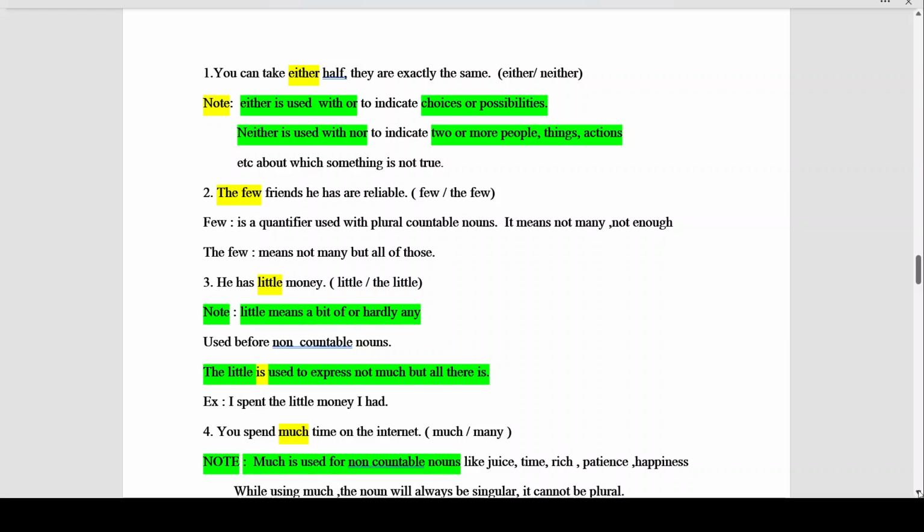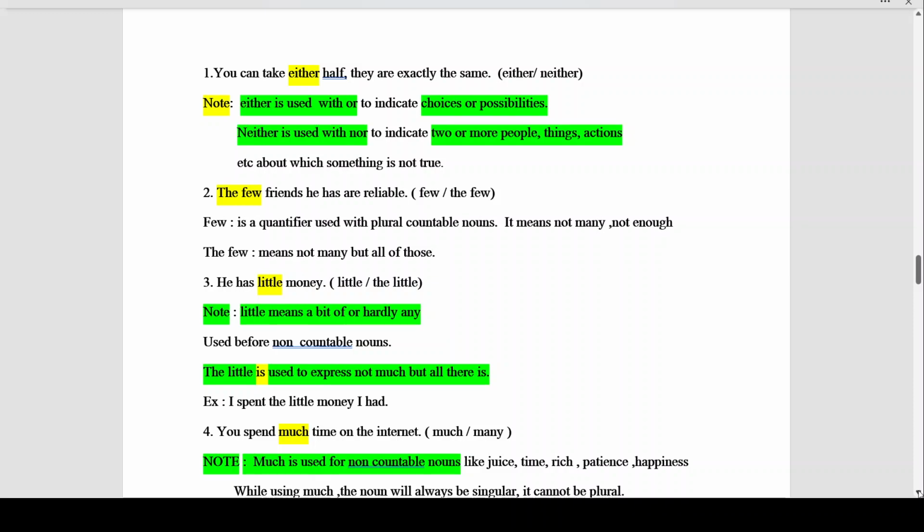Now, half means equal halves. So, either is used with or to indicate choices or possibilities between two things. Neither is used with nor to indicate two or more people, things, or actions, etc., about which something is not true. So here, because we are talking about exactly two halves, it is either this or that. Therefore, you can take either half. They are exactly the same.